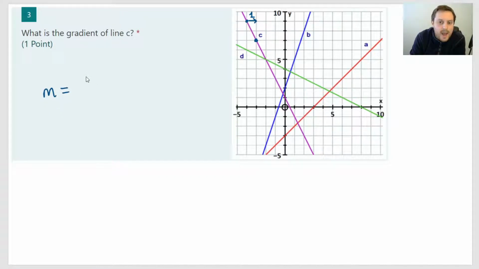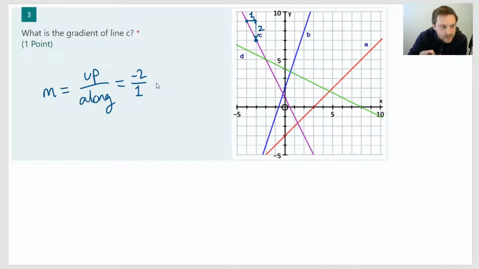And I'm going to say M is up, over, along. So how far along have we gone? We've gone 1 along. How far up have we gone? Well, we've actually gone down 2. We've actually gone down 2. So that's a negative up, remember. That's minus up. So it's minus 2 up.